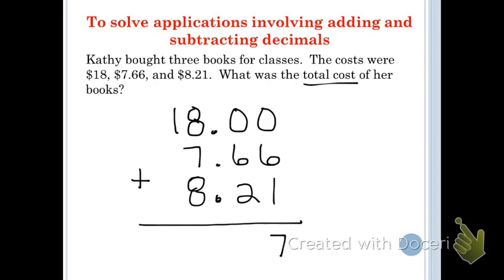6 plus 1 is 7. 6 plus 2 is 8. My decimal comes straight down. 8 plus 7 is 15, and 15 plus 8 is 23. And 2 plus 1 is 3. They're $33.87.